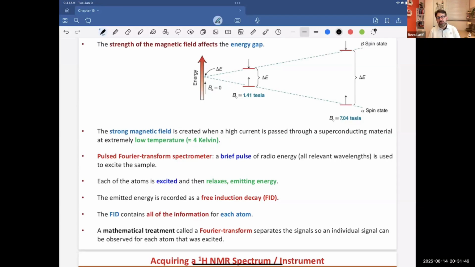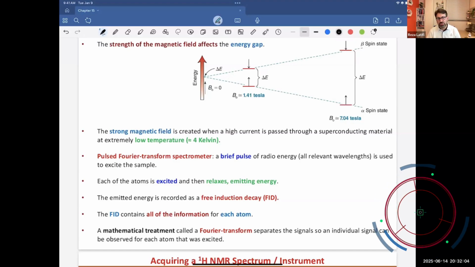Now, the process of extracting data for each of those signals, we do through the Fourier transform. It's a really complicated math calculation that can extract data for each element that is going through resonance. And this is going to be the end of this lecture, and thank you very much.